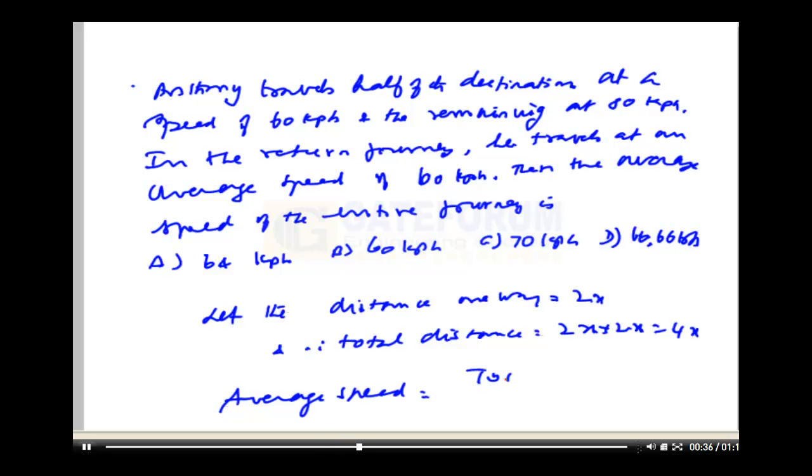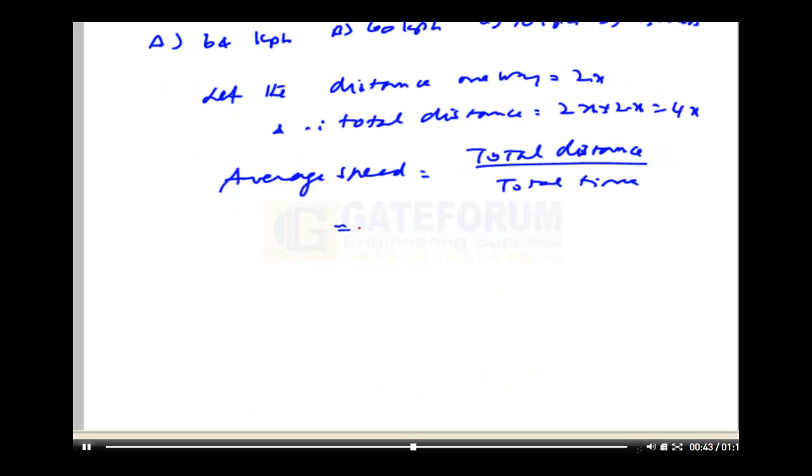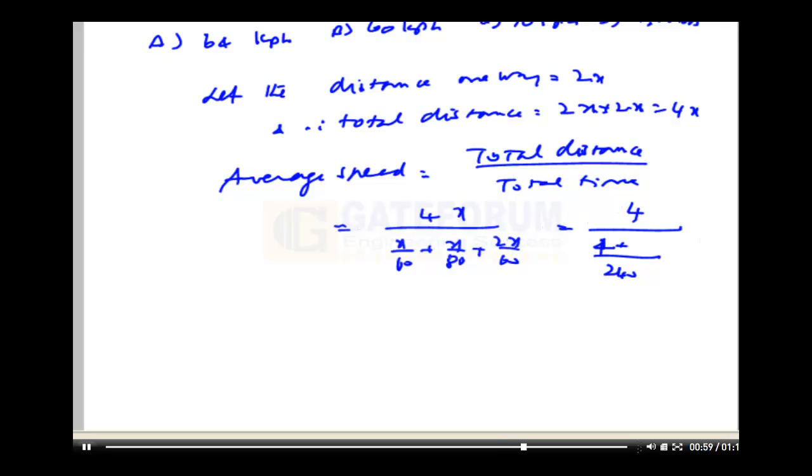Average speed is given by total distance by total time. Total distance is 4x, total time is x at 60, x at 80 and 2x at 60. Cancelling x, you get LCM of 240, 4 and 3, 8. That is 4 into 240 by 15, which will give you 64 kilometers per hour.